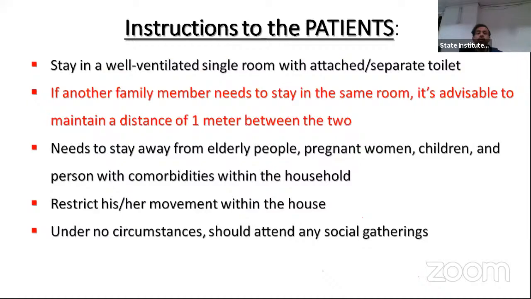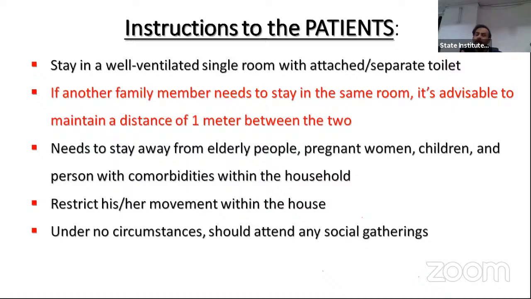So what you should tell the patient: stay in a well-ventilated single room, having attached or separate toilet. That is the preferable one. Not always you will find that kind of room. You have to take a holistic decision regarding that. If a family member wants to stay in the same room, ideally you should not allow anyone to stay in the same room. However, if he or she insisted on doing that, then there should be a 1 meter gap between the two.